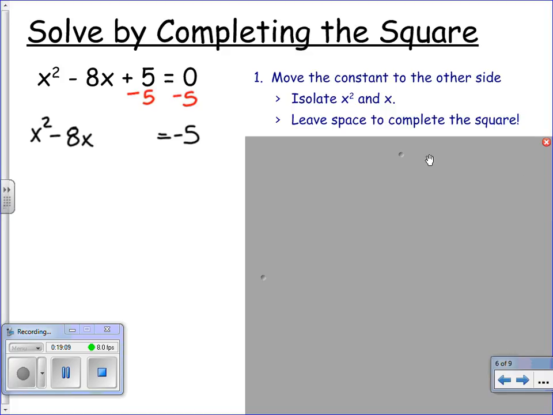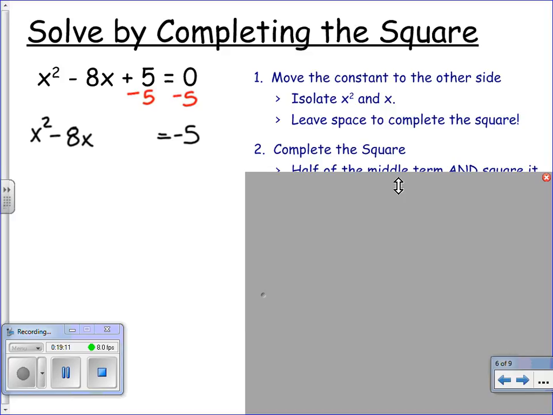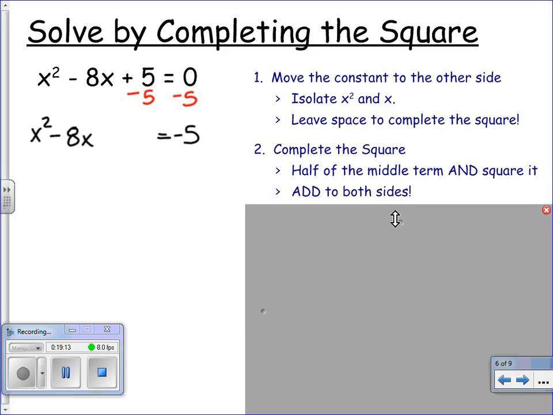Okay, step 2. Complete the square. So this is using your tool that we just went over on the last slide. Think about Damon's method. Take half of the middle term and square it. You're going to find that number that completes the middle term, or completes the square. And I added an extra bullet point. You've got to remember to add this to both sides. So jot that down. Add to both sides.